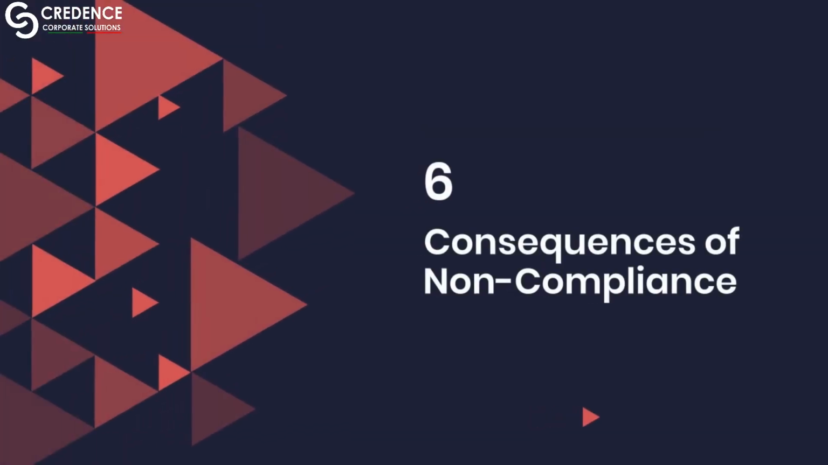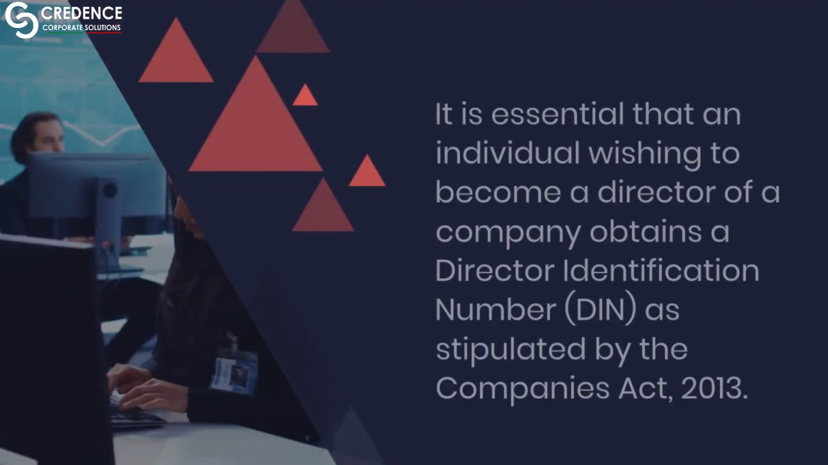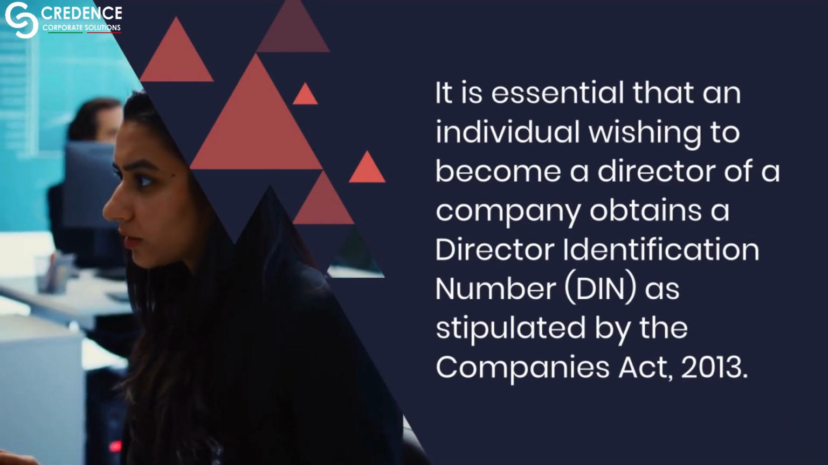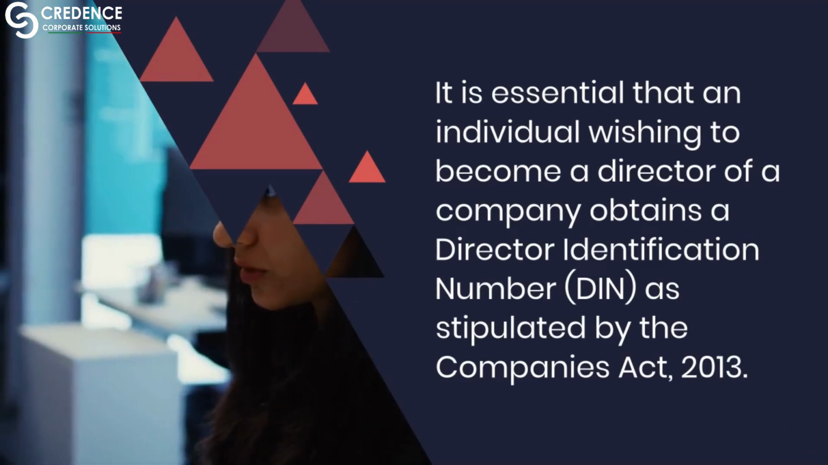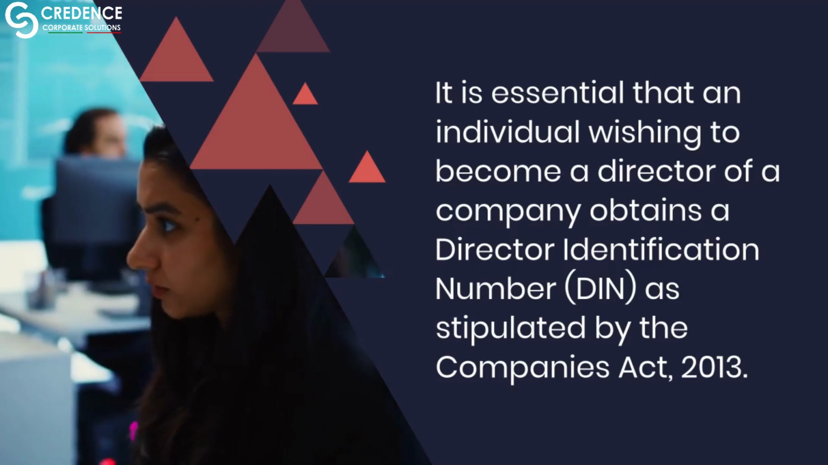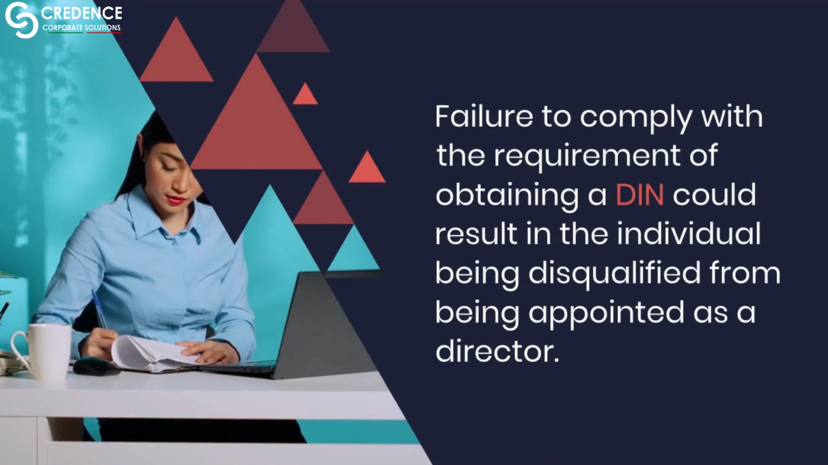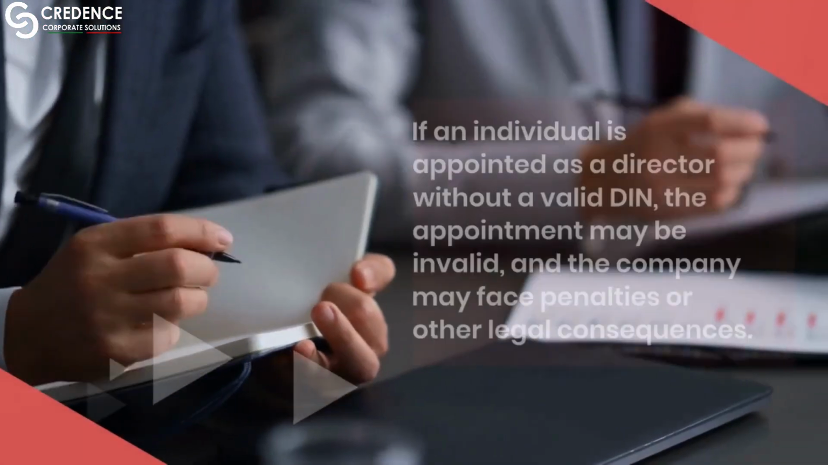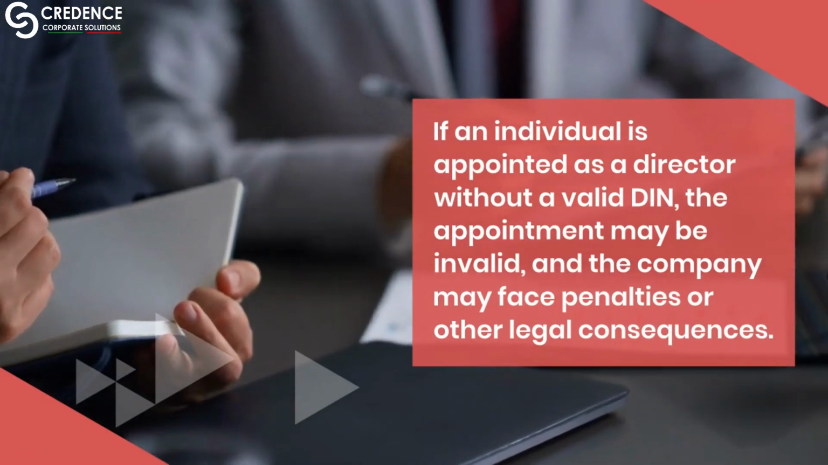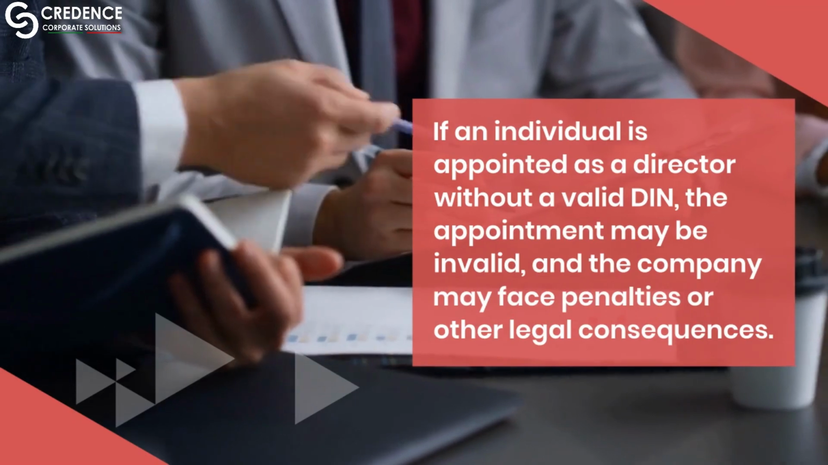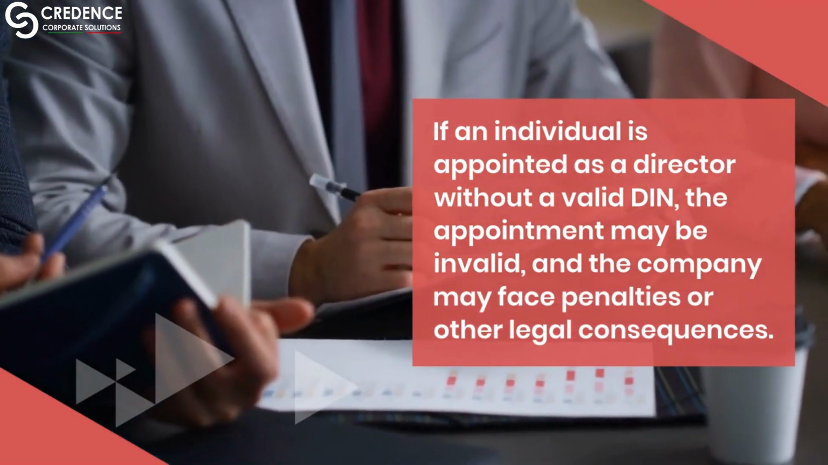6. Consequences of non-compliance. It is essential that an individual wishing to become a director of a company obtains a Director Identification Number, DIN, as stipulated by the Companies Act, 2013. Failure to comply with the requirement of obtaining a DIN could result in the individual being disqualified from being appointed as a director. If an individual is appointed as a director without a valid DIN, the appointment may be invalid, and the company may face penalties or other legal consequences.